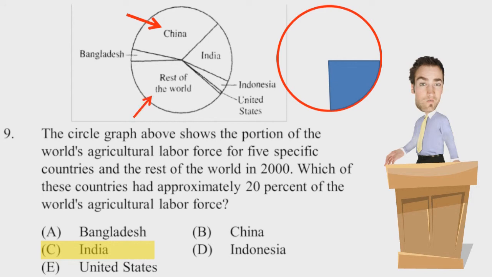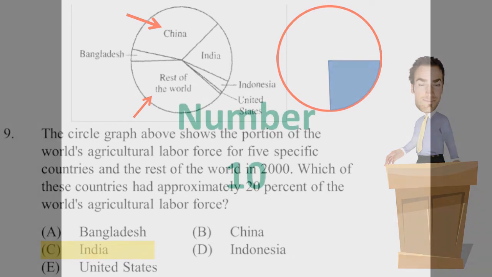China and the rest of the world are clearly more than the quarter circle, more than 25%. Bangladesh, Indonesia, and the United States are clearly much less than 25%. India is a little bit less than 25%, therefore it makes sense that that's the correct answer, and indeed India, choice C, was the correct answer.